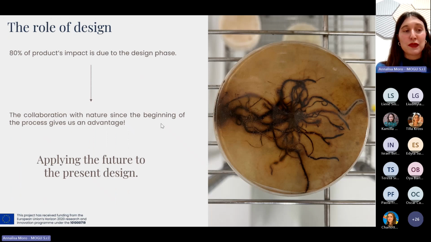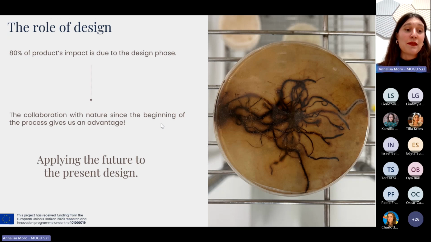Just to remind you that we are using manufacturing by design. This is very important because we are shifting our paradigm from a linear economy to a circular economy. So the design has a key role, as 80% of the product's impact is due to the design phase. So we are really collaborating with nature since the beginning.